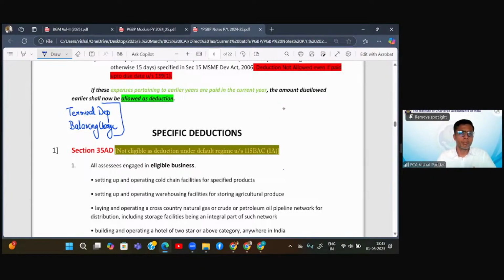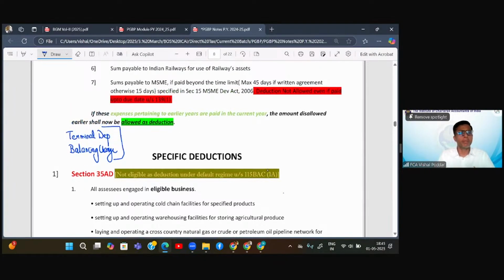Now, these both appear to be technical, but they are very common sense and logical points. Let me explain this. When these two concepts are applicable, they are applicable when your depreciation is allowed under the SLM method. So when you are claiming depreciation under SLM, meaning for the power units only, then only this concept of terminal depreciation or balancing charge will come.